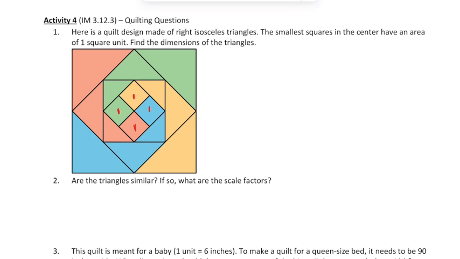Okay, so what that means is that this is 1. If it has an area of 1, it means that the side lengths are all going to be 1. So this side length is 1, this is 1, this is 1, this is 1, this is 1, this is 1, this is 1, this is 1. So that means that this whole side length is going to be 2. This whole thing is 2. This whole thing is 2. This whole thing is 2.